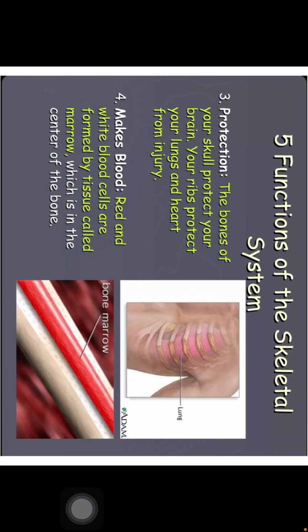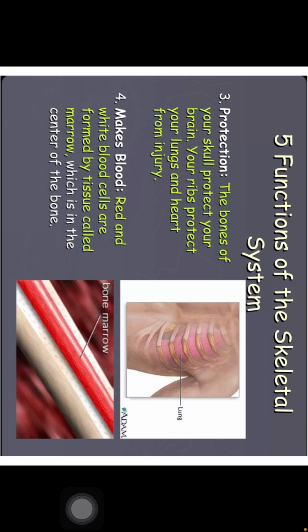And then number 3 is protection. The bones of your skull protect your brain. Your ribs protect your lungs and heart from injury. So these protect, right? It protects the membrane that covers and protects the outside of the bone. They protect our brain, and they protect our lungs and heart from injury.